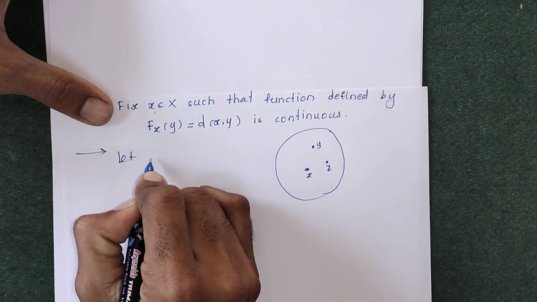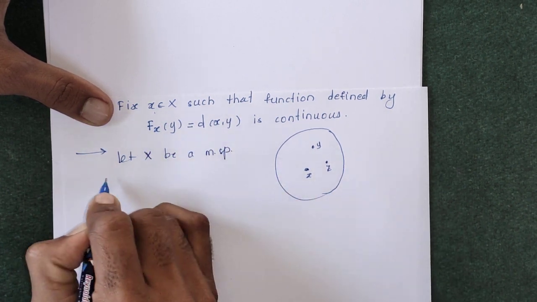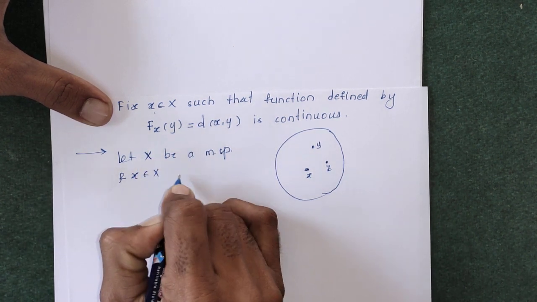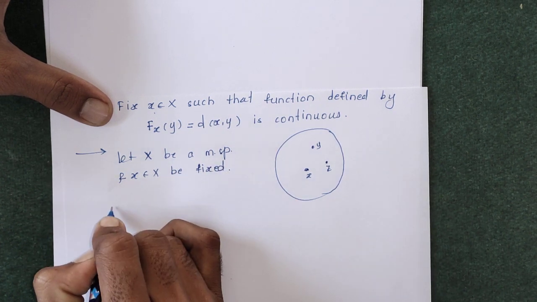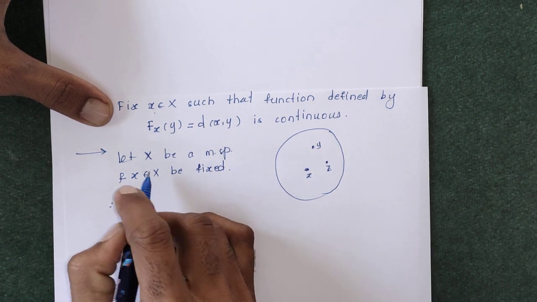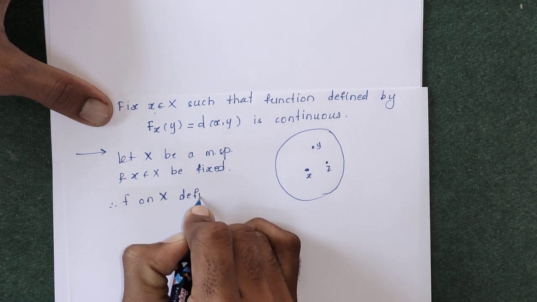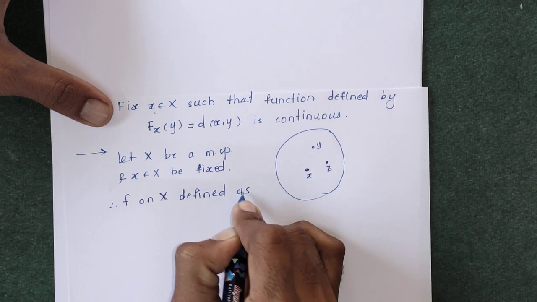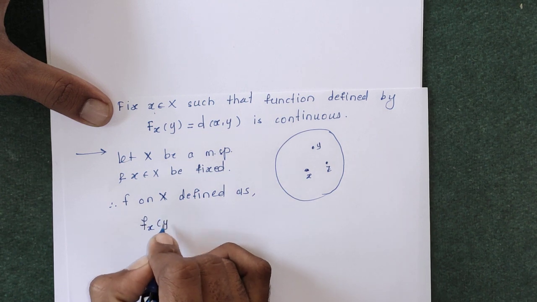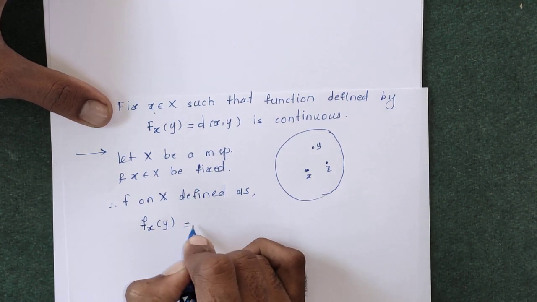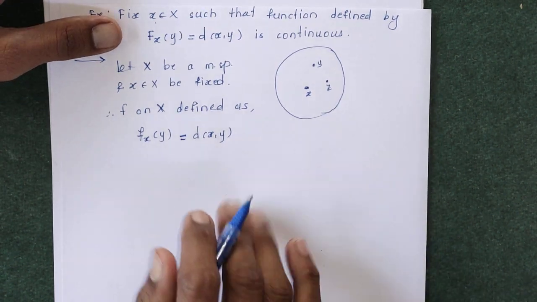Let X be a metric space, and let x belong to X be a fixed element. Therefore f_x is defined as follows: f_x(y) equals the distance d(x, y).